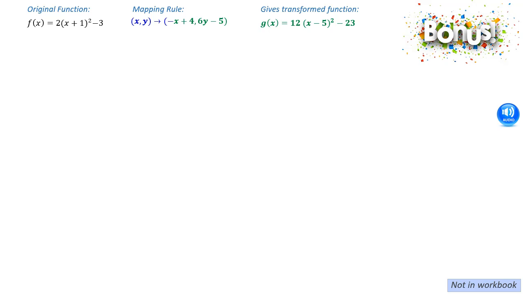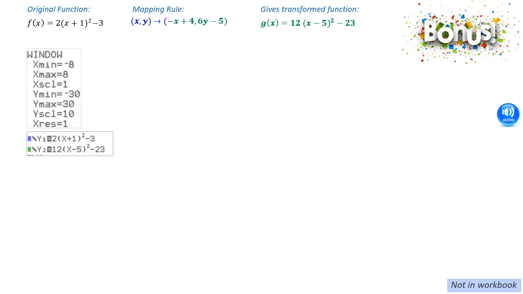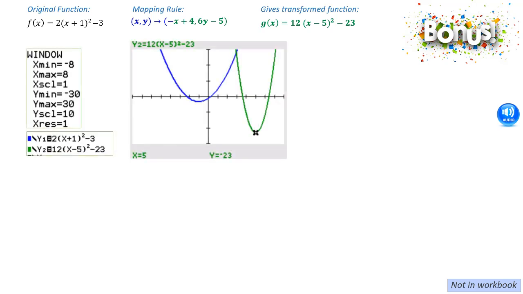So how do we go about verifying such a complicated question? Well, we do have the equation of the original function, and we do have the equation of the transformed function, and we do have a graphing calculator. Let's go ahead and graph f of x and g of x. We'll need to adjust our window a little bit, as g of x has its vertex as low as negative 23.